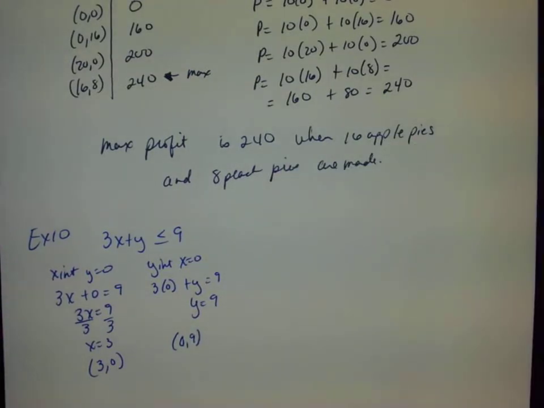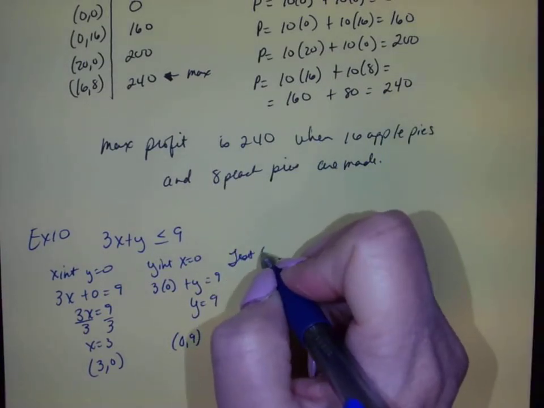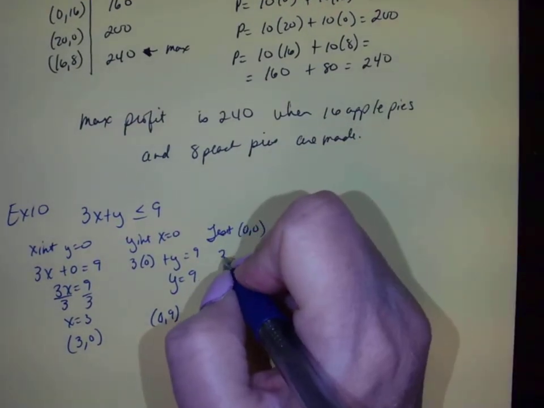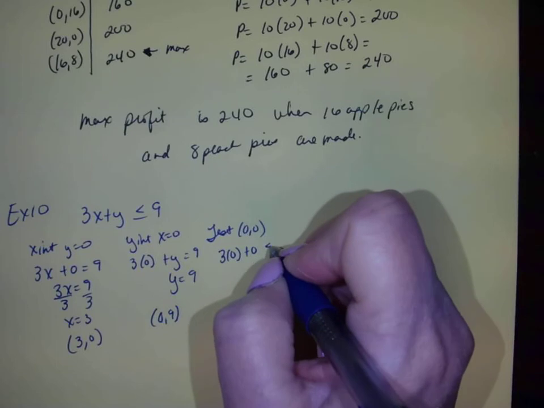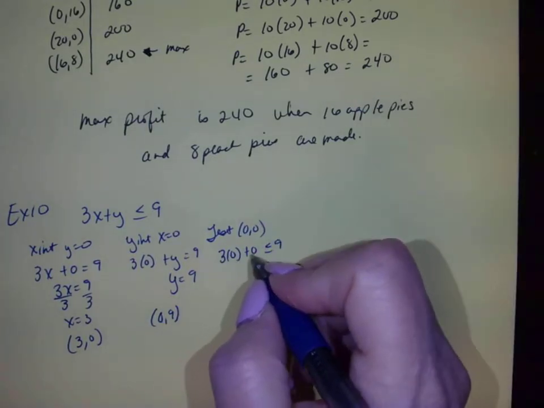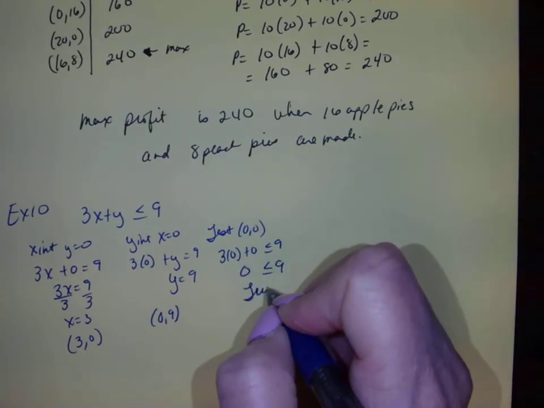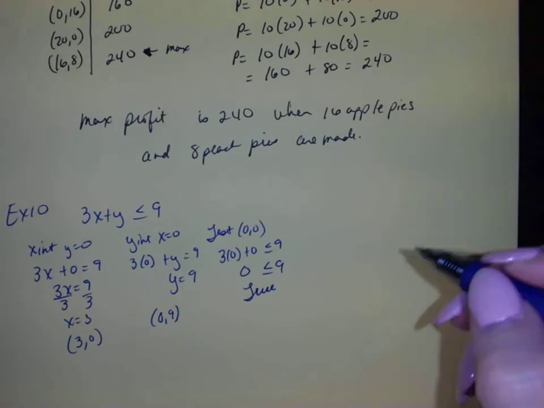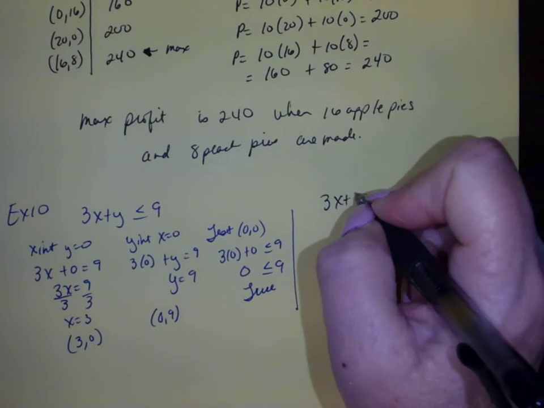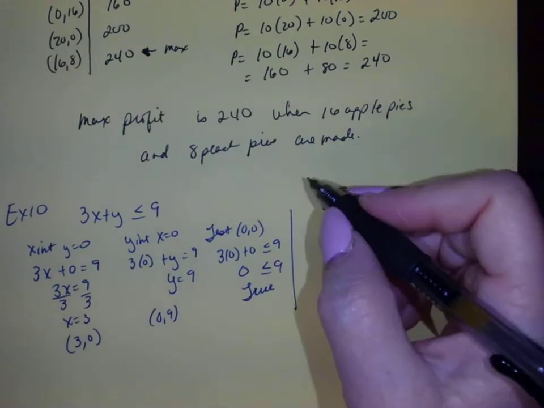All right. Oh, and we have to do our test. The point we've been choosing is to test the point (0, 0), because it's the easiest one to plug in. So we get 3 times 0 plus 0 less than or equal to 9. So now we're bringing back our less than or equal to. 3 times 0 is 0 plus 0 gets 0, less than or equal to 9, that is a true statement. So we're good there. All right, our other equation was 3x plus 2y less than or equal to 12. So we're going to do the same exact steps.